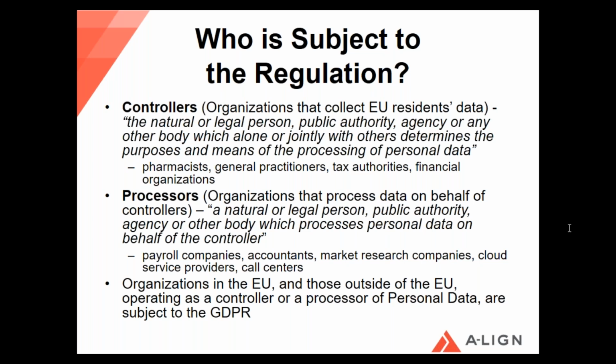The second type is the processors, or those are the organizations that process data on behalf of one of the controllers. So it's defined as a natural or legal person, public authority, agency, or other body which processes personal data on behalf of the controller. So it could be payroll companies, accountants, market research companies. A lot of the CSPs or cloud service providers would fall within that category. Could be call centers. In essence, any organization in the EU and those outside of the European Union operating as a controller or a processor of personal data of those European Union residents are subject to the GDPR. So if you fall within one of those categories, it's definitely something that your organization will want to look into.